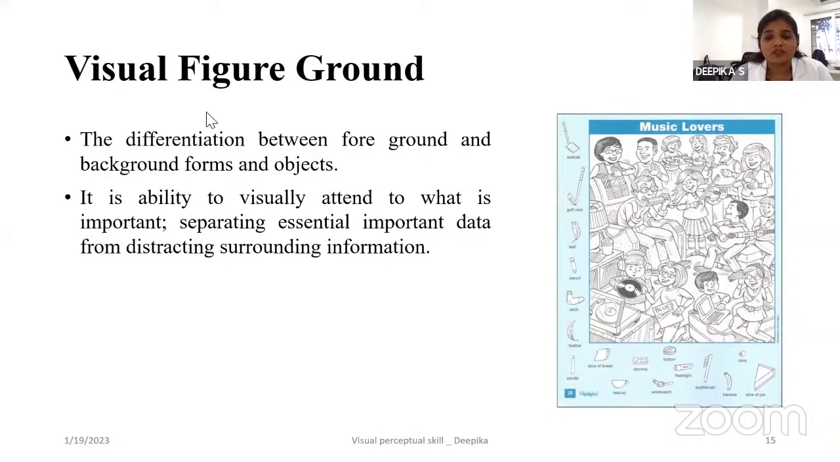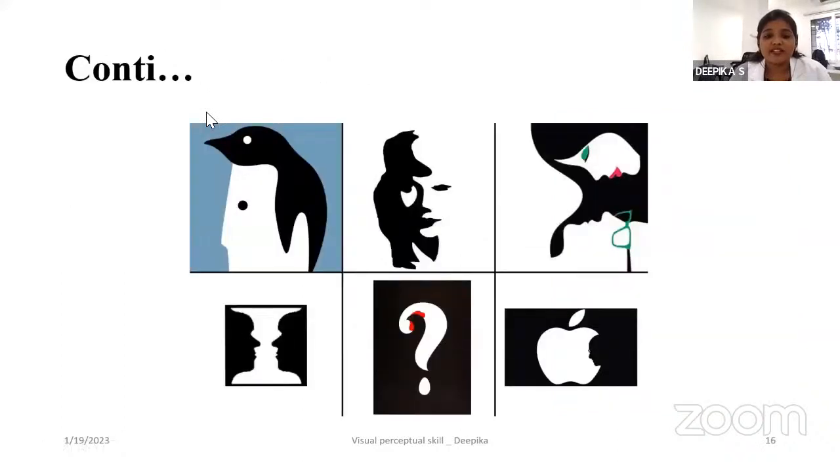So in these six pictures, we are eliminating what we don't need. In the first picture, we can see a penguin and a man. In the second picture, we can see a clown and also the face of a lady. In the third picture, we can see two faces in opposite directions. In the fourth one, we can see a flower vase in one perception, and in the other perception, we can also see two faces. In the fifth one, we can see a question mark, and also a bird. And in the last one, we could see one face and an apple. So like this, we should differentiate between the background and the picture.